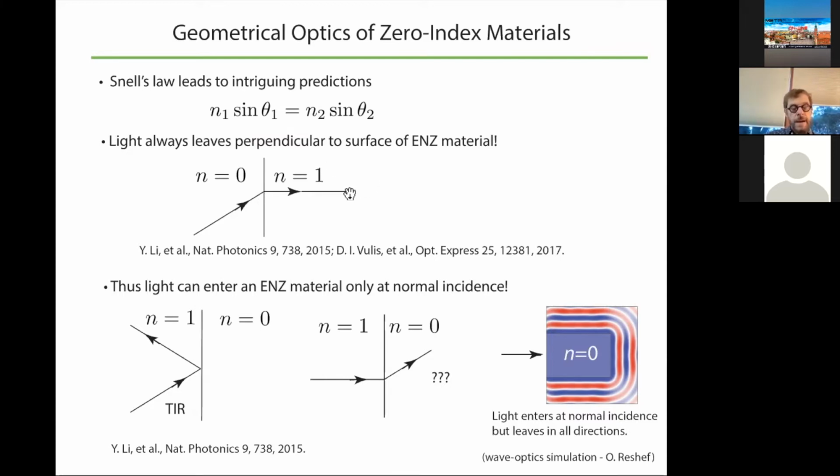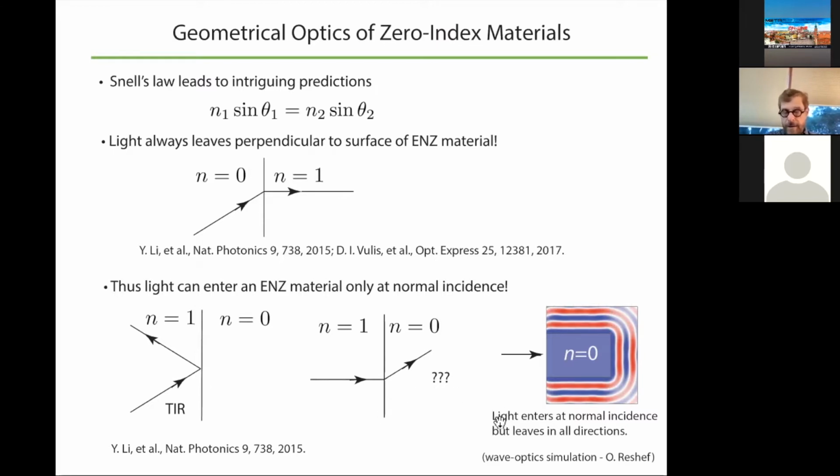Now, if you just reverse the direction of the light rays, you see that light can enter an ENZ material only at normal incidence. So if light is going from vacuum into a zero index material, this ray will experience total internal reflection. None of it will get into the material. The only way you can get light into the material is to come in normal to the surface. But then the question is, what happens? Any value of theta on this side will satisfy Snell's law.